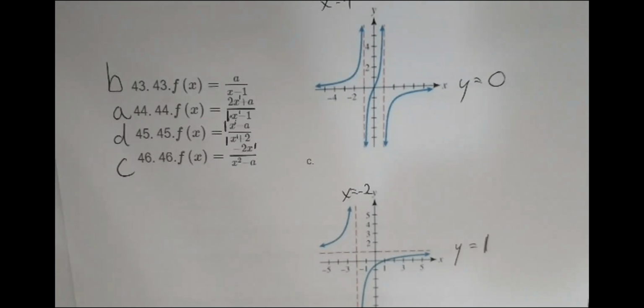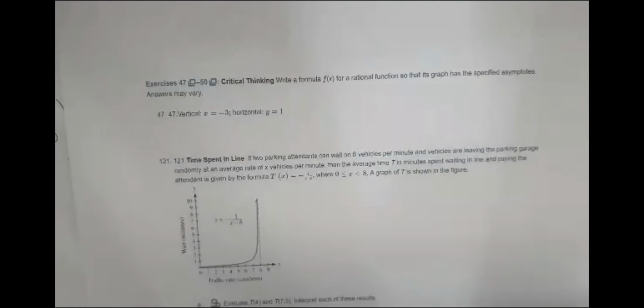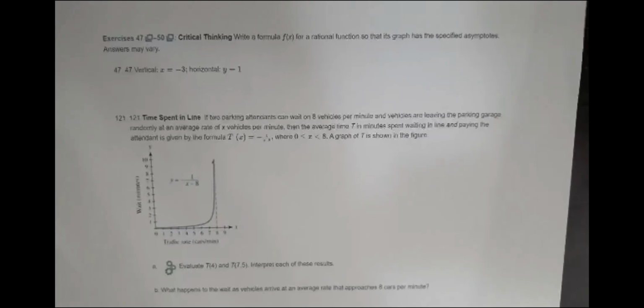All right, so we got a few more. I think there's just 2. No, there's 1 more and 2 word problems, I think, is what's happening. Write a formula for f of x for a rational function so that its graph has the specified asymptotes. Oh, man. This is a little bit weird and backwards. But we can work with it.